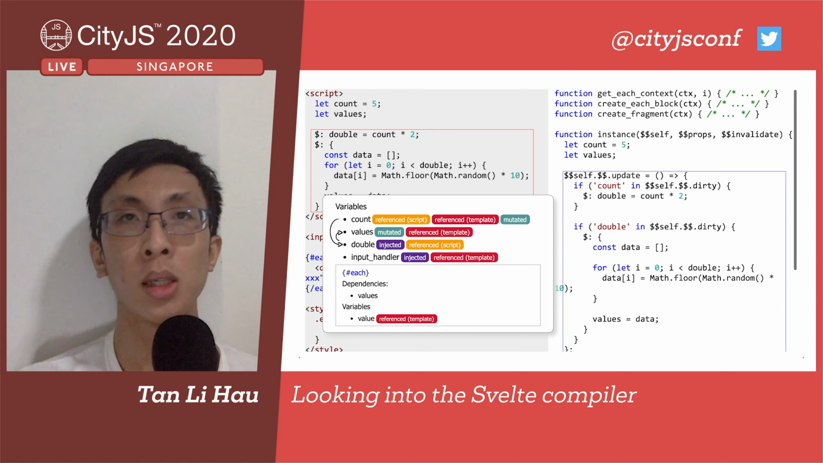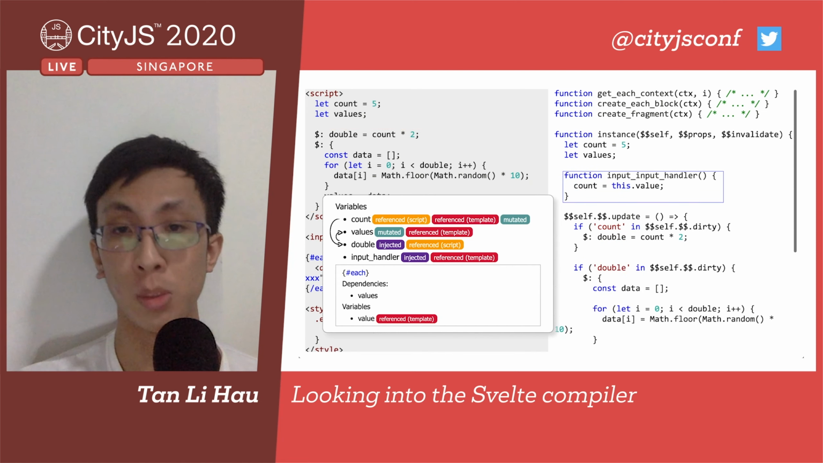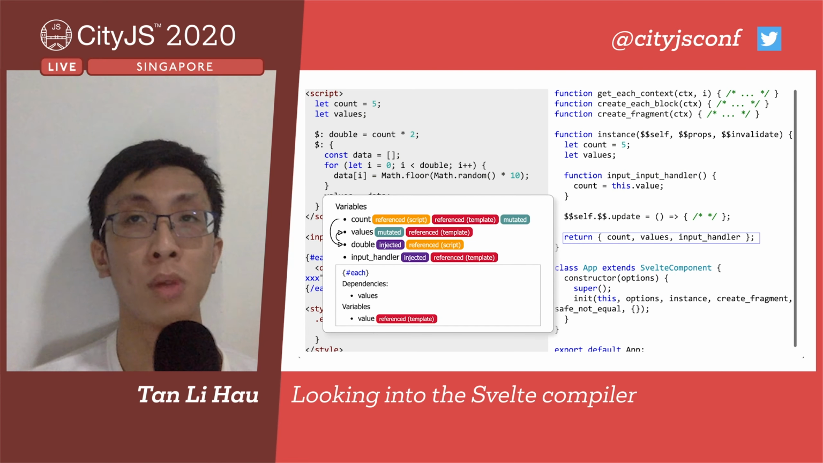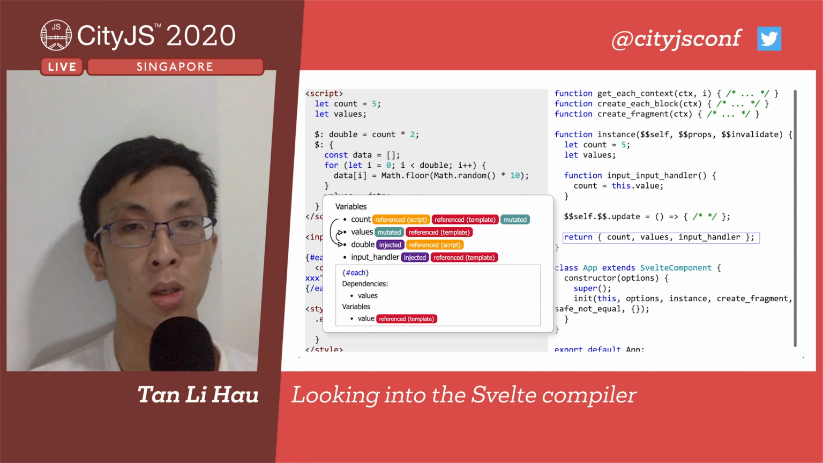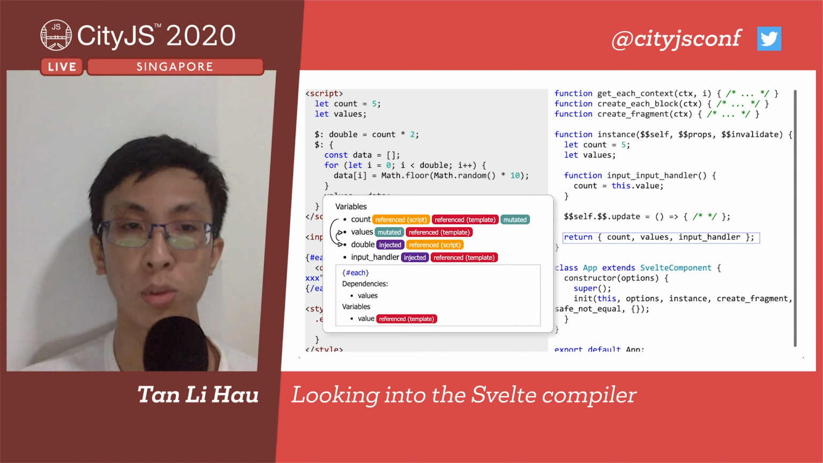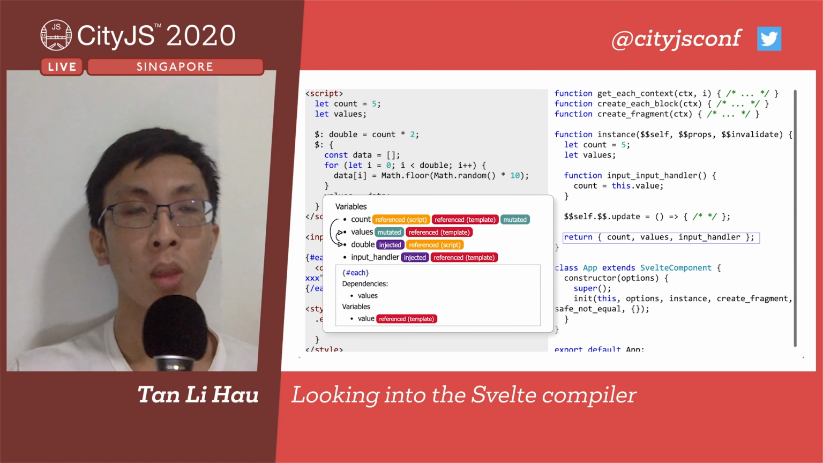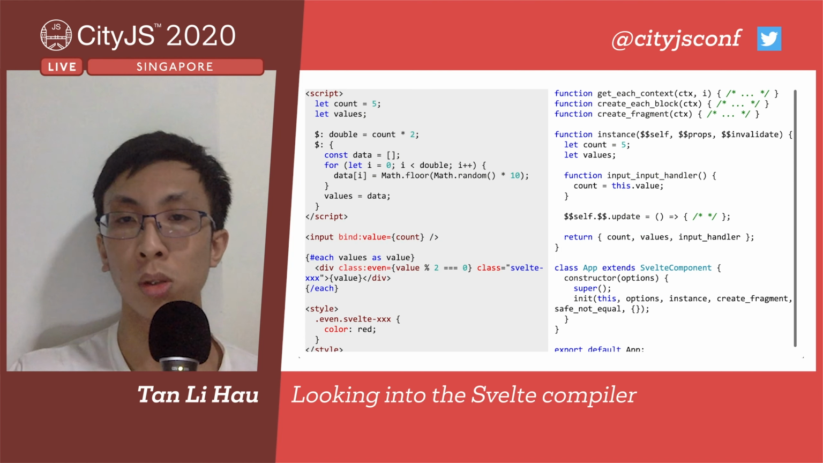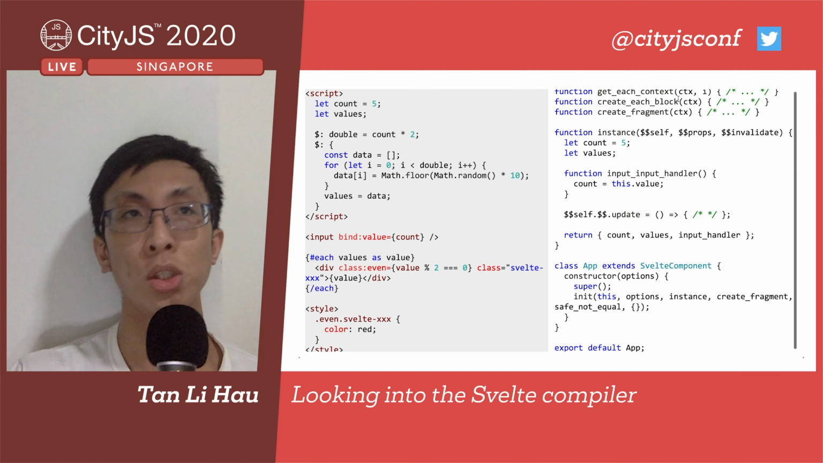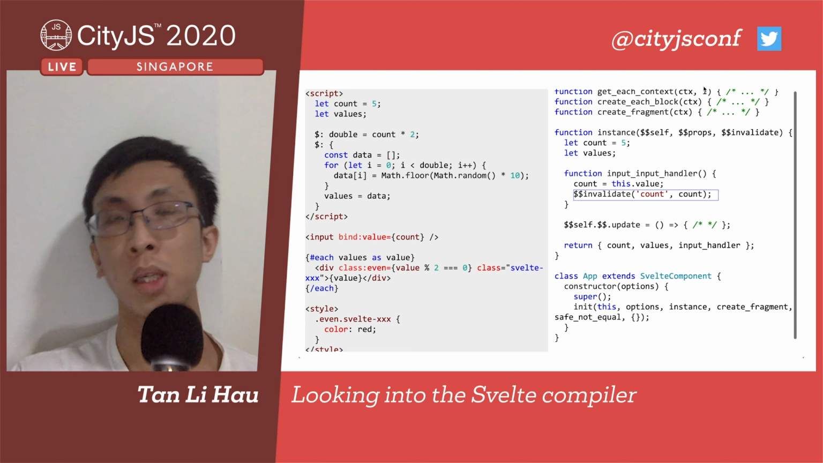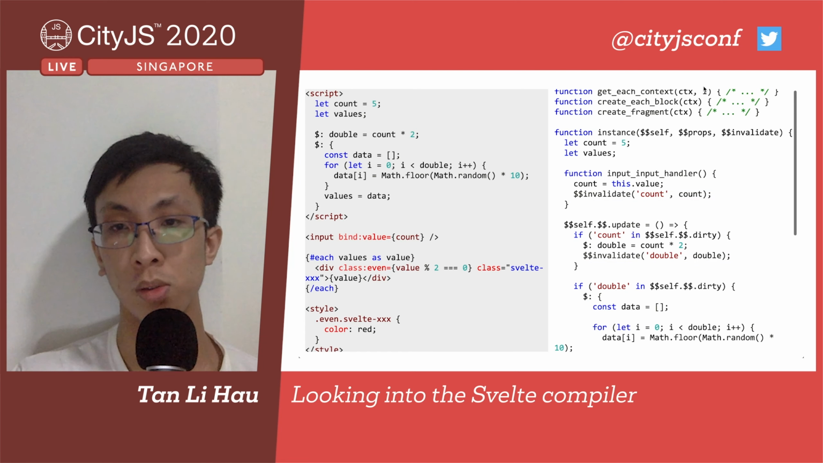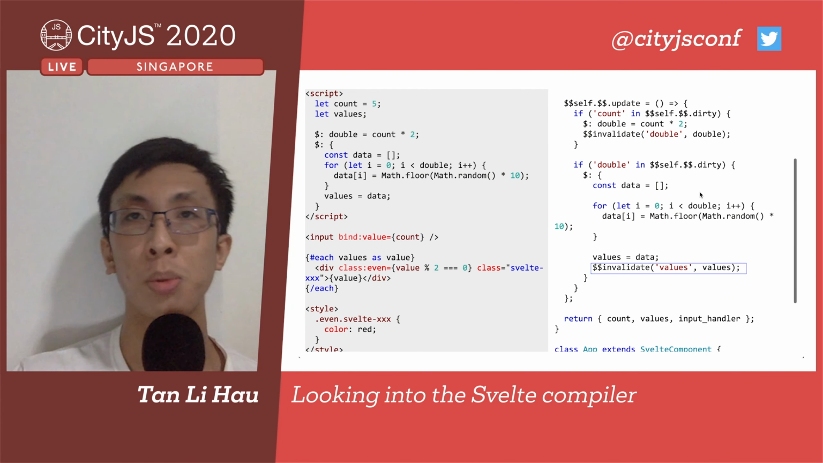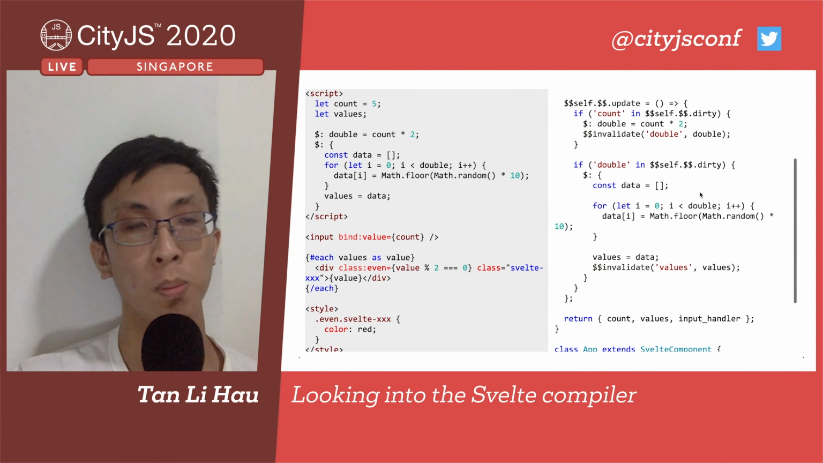Now we need to declare and add those injected variables. And finally, we return a list of variables that are referenced by the template only. That is count, values, and input handler in this case. Now to make the variables actually reactive, we instrument the $invalidate after each assignment statement so that it will kickstart the next round of the update cycle. So here you have it, the compile output for the DOM target.